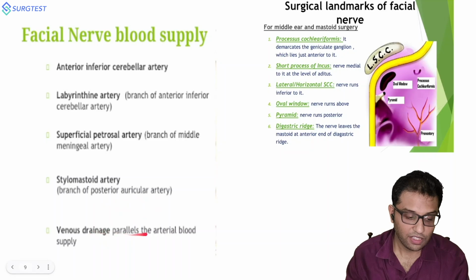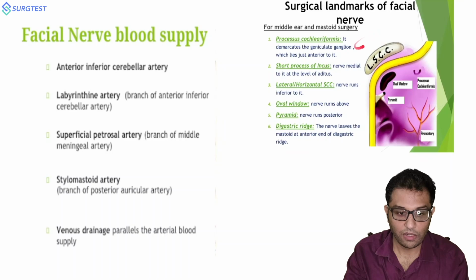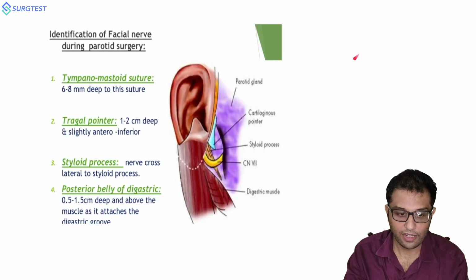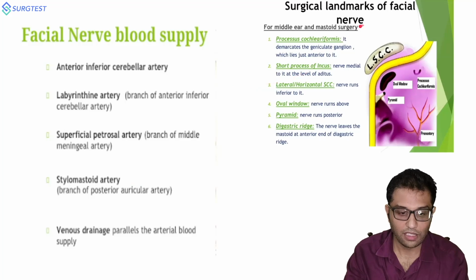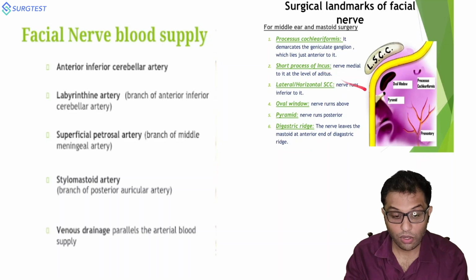Then the venous drainage parallels the arterial blood supply. Now, coming to surgical landmarks of facial nerve in ear surgery, which is less important for head neck entrance, more important is surgical landmarks of facial nerve during parotid surgery. Just revising the surgical landmarks in ear surgery. Number one is the processus cochleariformis, which is the first genu. Then comes the short process of incus, the nerve lies medial to the short process of incus. The short process of incus is also called the pointer towards the facial nerve.